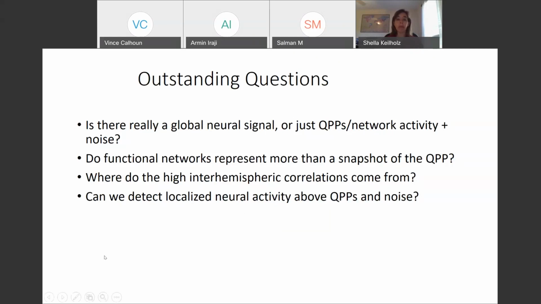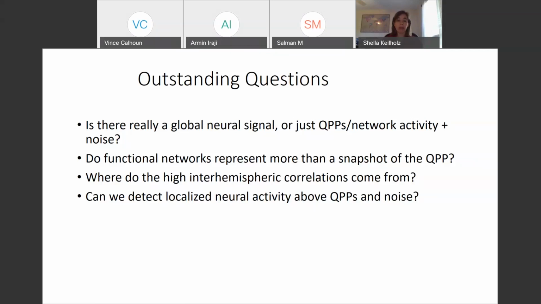I would like to know where these high interhemispheric correlations come from. Why are they so strong in the first place? And why do they stay after we get rid of the QPPs when most everything else goes away? One of the ideas that has been tossed out there is maybe these are some sort of vascular amplification, and that's why they're so heavily bilateral.